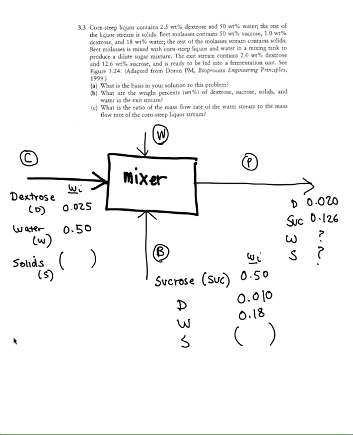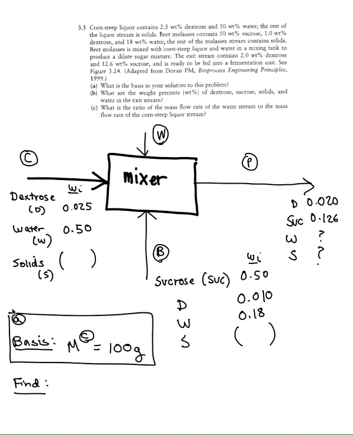Notice that there are no masses identified, so we're going to have to establish a basis in order to solve this problem. So I'm going to call the mass of C. I'm going to solve this problem for 100 grams of C, corn steep liquor coming into the system. And if you look at what they're looking for, so that's the basis actually, so this is actually part A of the problem.